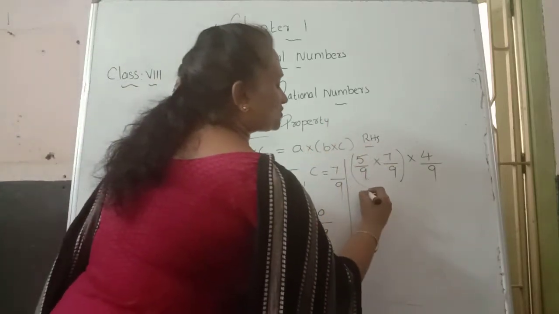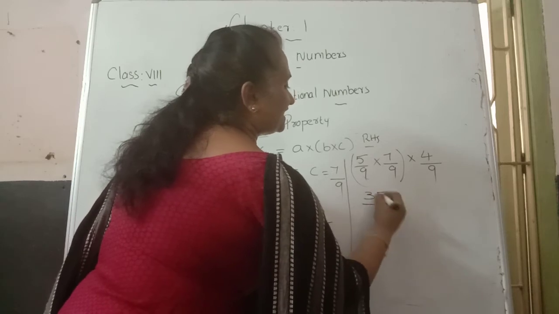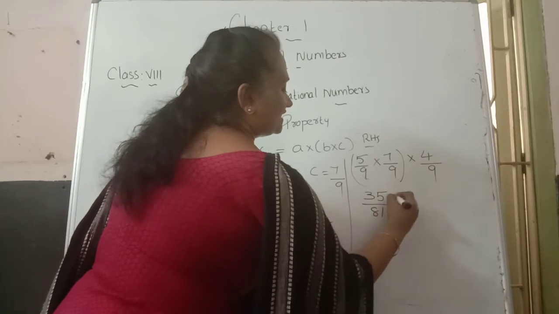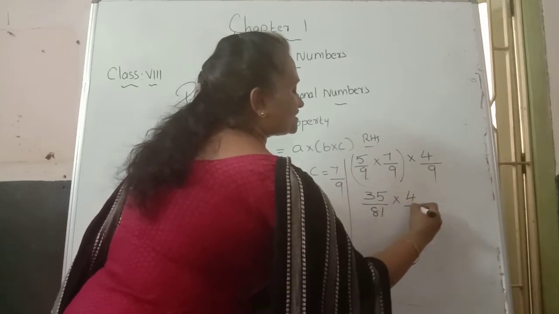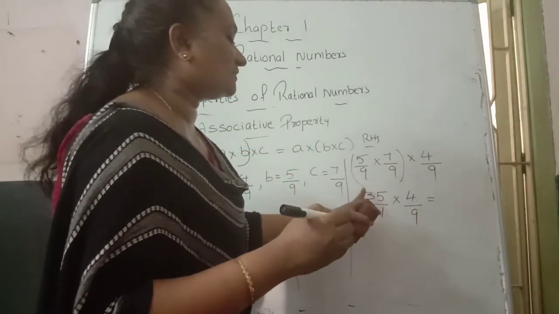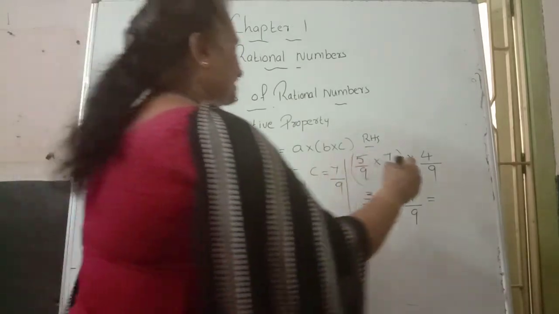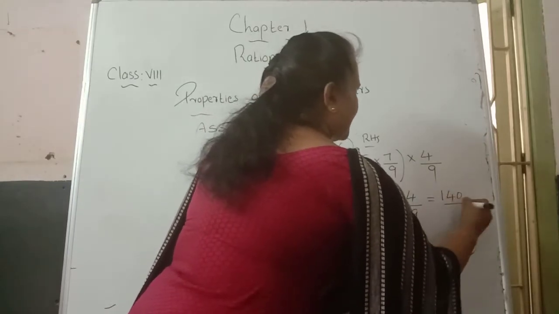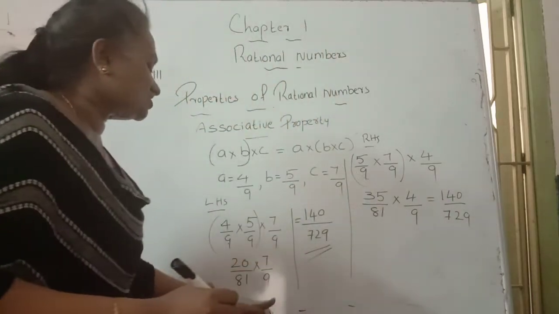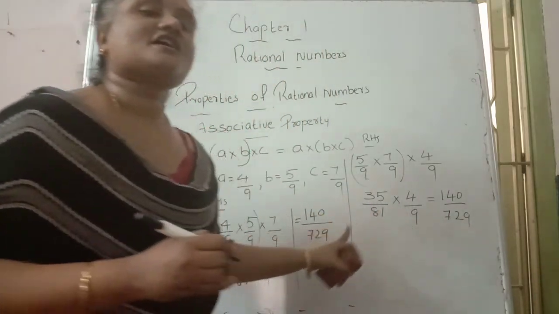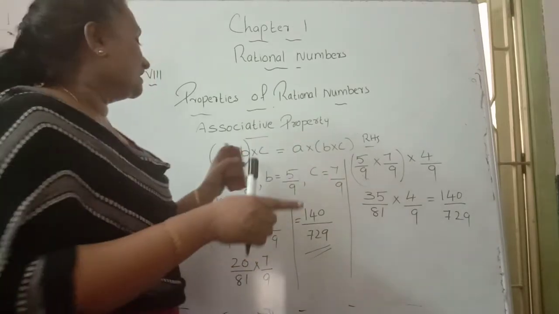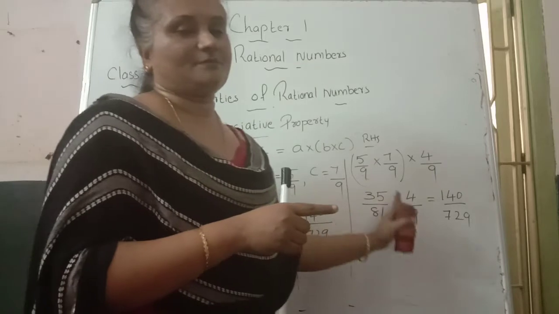5 into 7 comes to be 35. Then 9 into 9 comes to be 81, into the next number, 4 by 9. Again we go through multiplying. 35 fours are 140, divided by 81 into 9, which comes to be 729. See, the LHS answer and RHS answer are the same. That's why we can say the associative property is satisfied under the multiplication case.